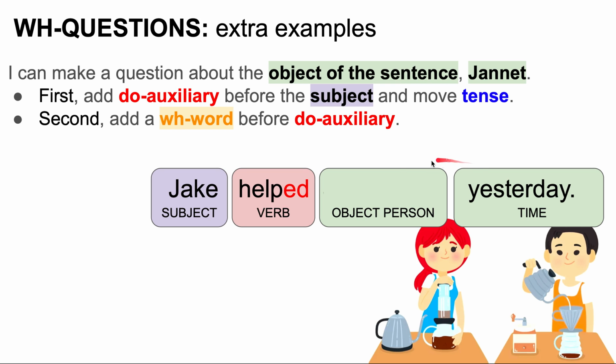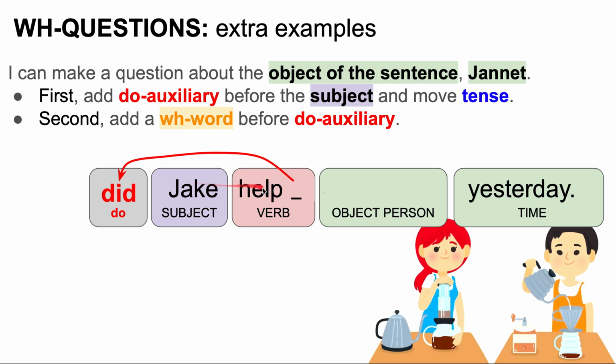Let's make a question about the object of the sentence, that is Janet. Okay, so Jake helped yesterday, but I want to know the object person. Well, once again, first I add do. And again, do is going to absorb the tense. So Jake helped yesterday. I add do. The ed is absorbed by do, and it becomes did. So did Jake help yesterday?